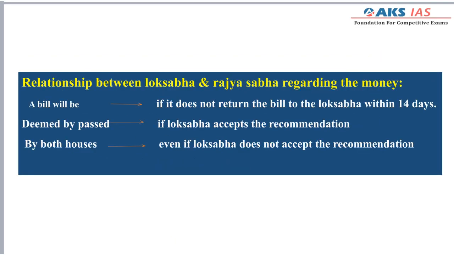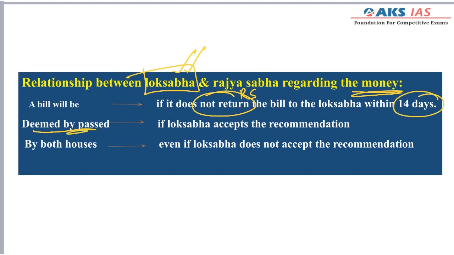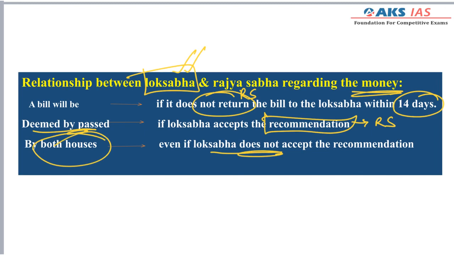So understanding the relationship between the Lok Sabha and the Rajya Sabha regarding the money bill, as we have seen, the Lok Sabha has the upper hand over the Rajya Sabha, right? As I told, a bill will be deemed to be passed if the Rajya Sabha does not return the bill to the Lok Sabha within 14 days, and the bill will also be deemed to be passed if the Lok Sabha accepts the recommendations sent by the Rajya Sabha. With the recommendations, it is passed by the Lok Sabha and thereby by both houses, and it is deemed passed even if the Lok Sabha does not accept the recommendations.